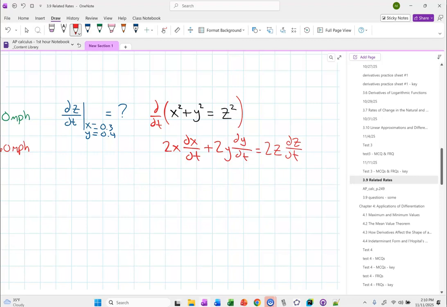Why wouldn't you plug it in? You probably already just said this, but why wouldn't you just plug it in to find Z instead of taking the derivatives and stuff? You don't want Z. You want dz/dt. Oh. And x and y aren't constants, right? They're variables. They're changing at every unit time, right? Yeah. Okay. Everybody feel good about how we differentiated? Let's plug them in.